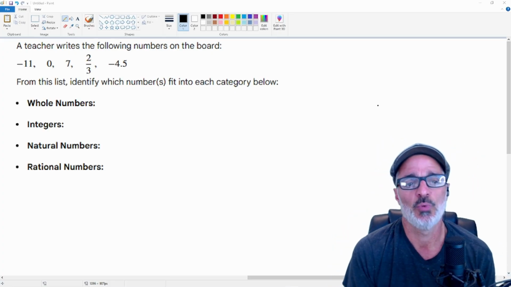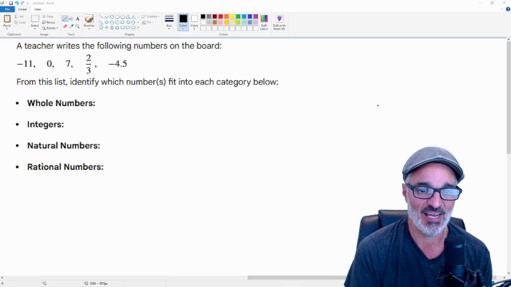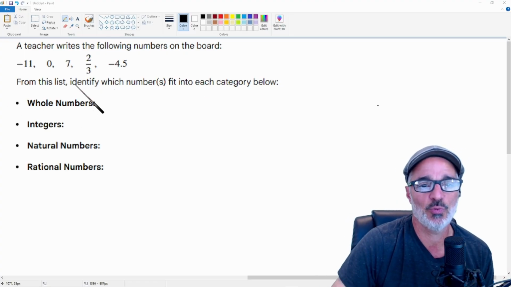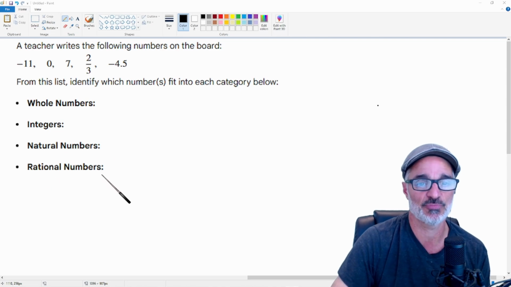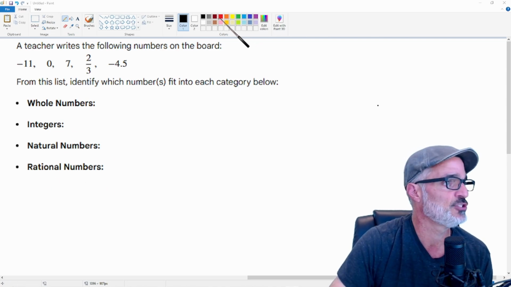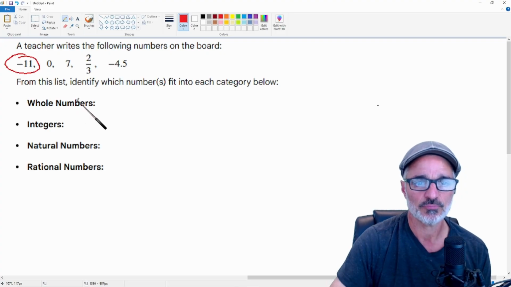All right, so we have -11, 0, 7, 2/3, and -4.5. And we have to tell which one of those numbers are whole numbers, integers, natural numbers, and rational numbers. So let's take the first number. All right, so we have -11.